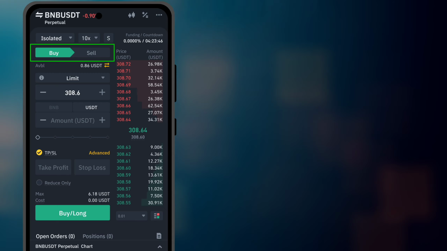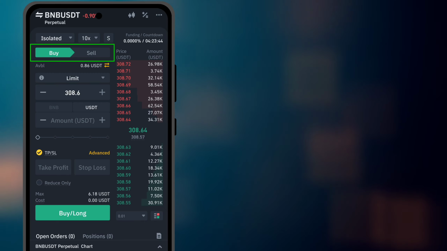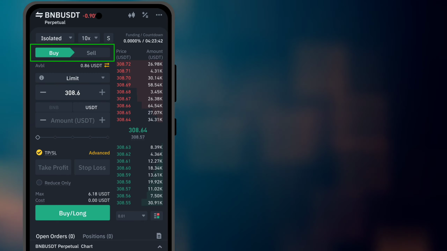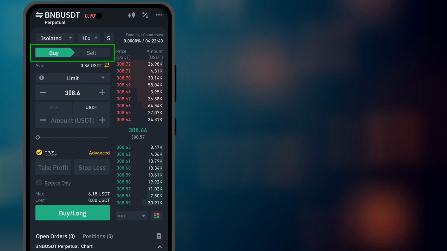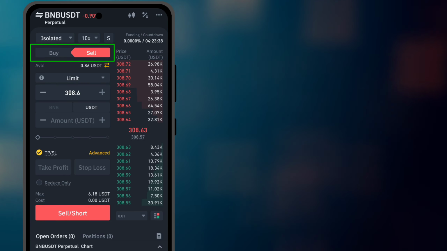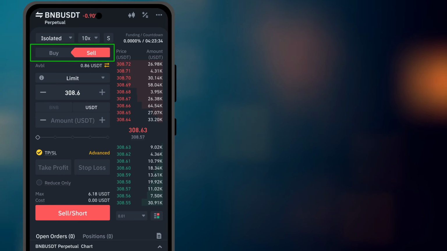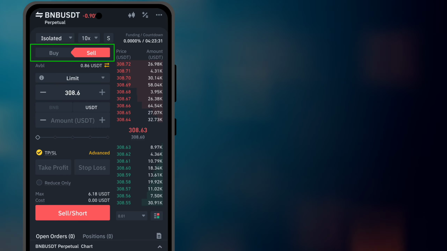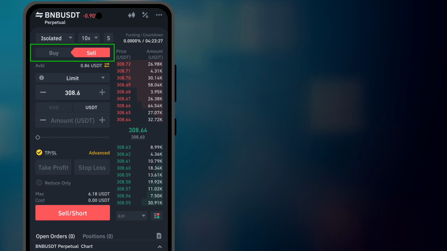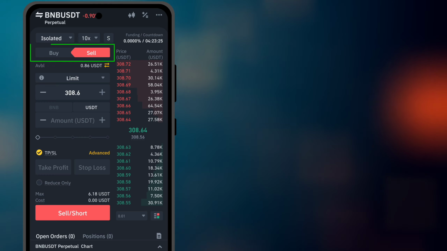So that also applies to sell. On the sell tab, it means short. It means that you are shorting the particular crypto at that very time. So you're expecting the price to drop in the nearest future. You understand? So if you short a coin and the price is going up, it means that you are at a loss. But if you short the coin and the price is coming down, it means that you are at a profit. So that is just the difference between the buy and the sell.